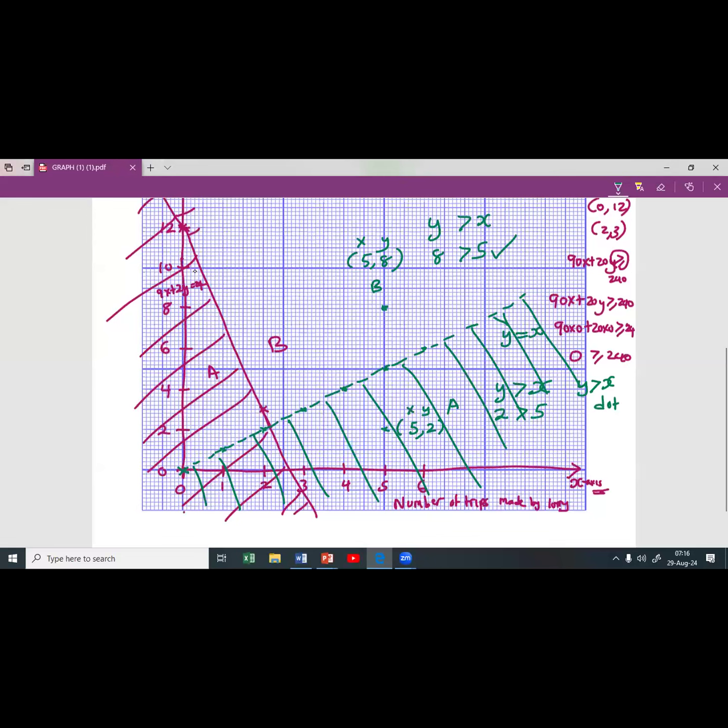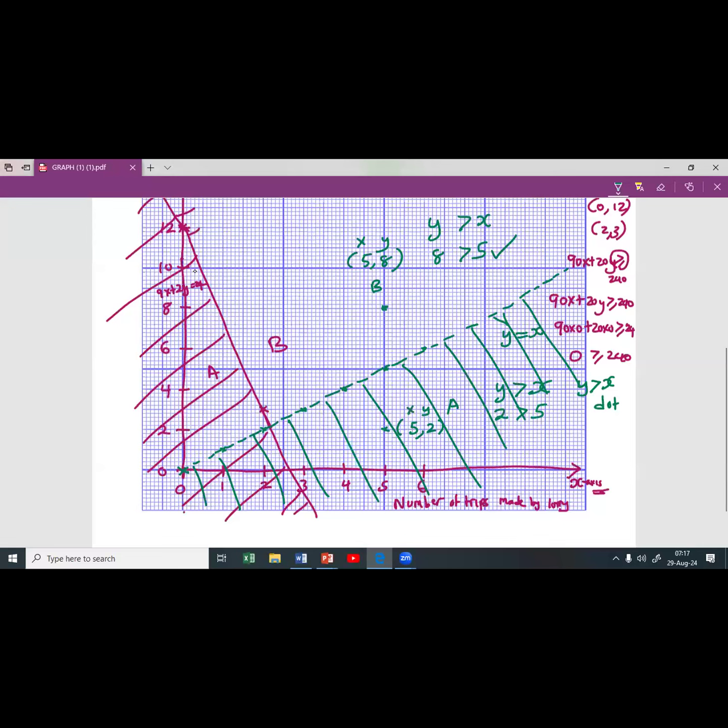Okay. It is up to you. You can choose any point, like 9, 9, as long as it's not along that line. Are you getting it? As long as it's not on the line. Now 9, 9, you are going to find it is on this line. So you can't use it. 9, 9 is on the line. So that point shouldn't be on the line.